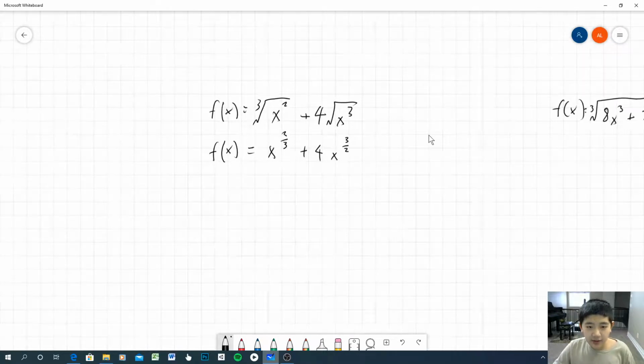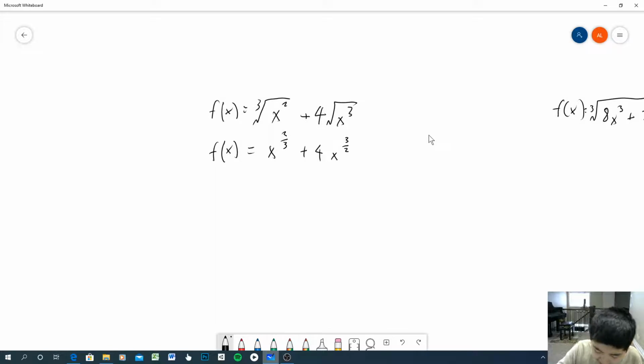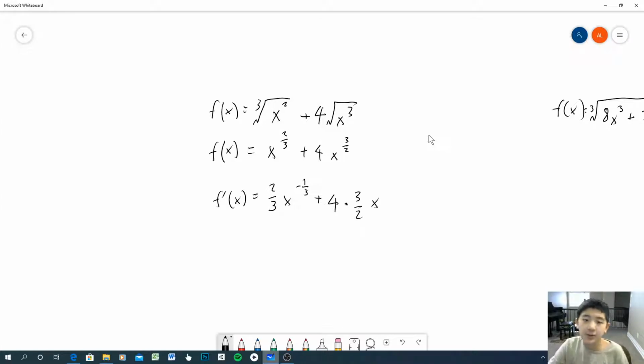So to do that, basically, we put it down. So f prime x equals, so we put the exponent down, getting us 2 over 3, and 2 over 3 minus 1 is negative 1 over 3. Plus 4 times putting it down, 3 over 2, and then 3 over 2 minus 1 is just 1 over 2.